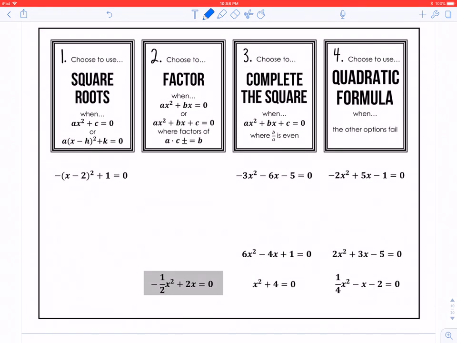Okay, negative 1/2 x squared plus 2x. I only have two terms. And so when I'm looking at that, I need to figure out what's missing. Is my b missing, when I would want to use square roots? And no, I have my b. I actually don't have my c, which matches up with this perfectly. So I would choose to factor. I'm going to look at those two terms, see what's the common factor to both, and I'll go ahead and pull out that greatest common factor.